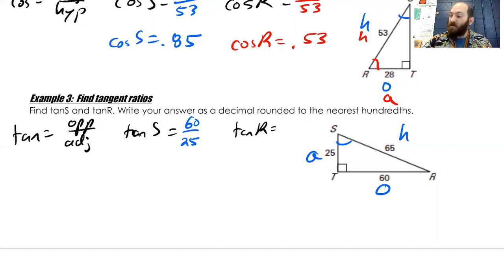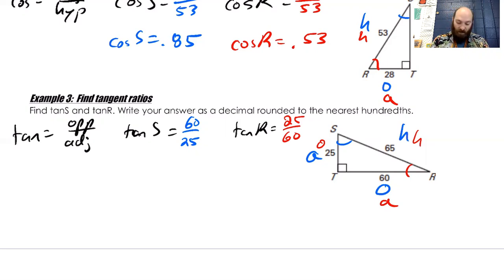For the other case, I've got my reference R, my opposite is over here, my adjacent is here, my hypotenuse is there. I think this is a really good strategy: every time you look at a reference angle, label opposite, adjacent, hypotenuse. If you need to label it twice because you're doing two different angles, that's fine. Just be aware of what's going on, that is the key. So the opposite is 25 over 60. Now I can calculate this out and round them off to the hundredths.